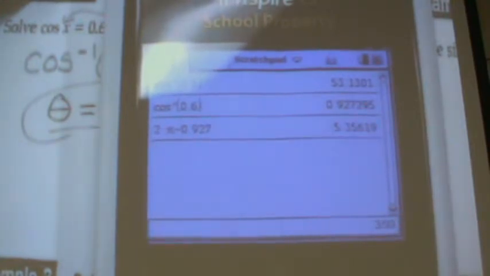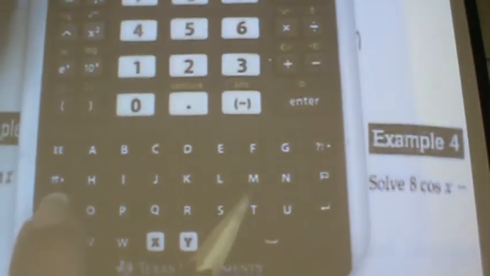Wait, where did you find it? Okay. The pi button is right there, that little, do you see it right there? Yeah.